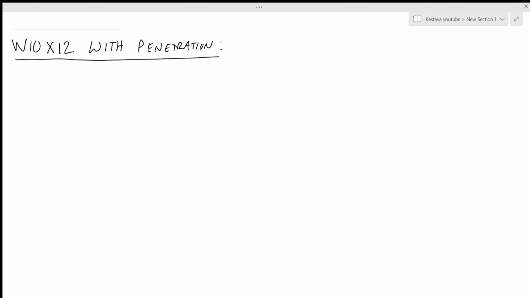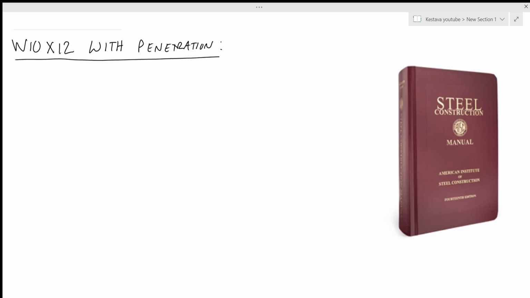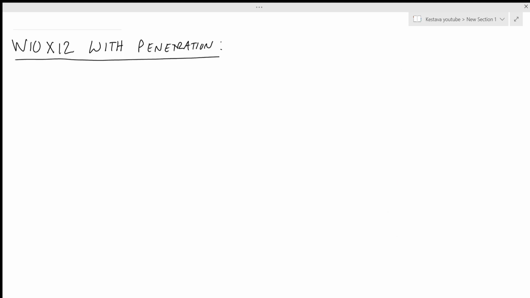Let's go. Today we're working with a W10x12, and I will be using the steel construction manual, the AISC steel manual, the 14th edition, the maroon red one, as I have been in my previous videos. Throughout this, I'll be referencing tables, and if there's some weird table that I want to go into, then I will also take a snapshot of that page as well.